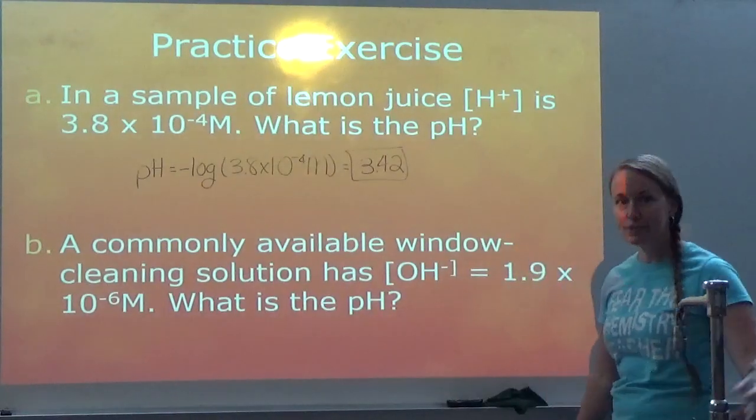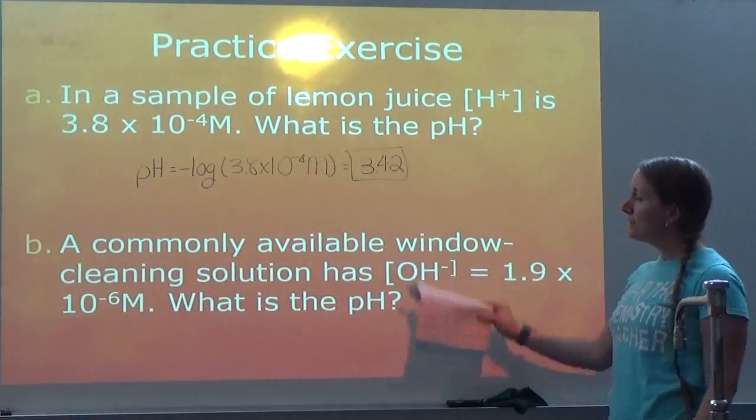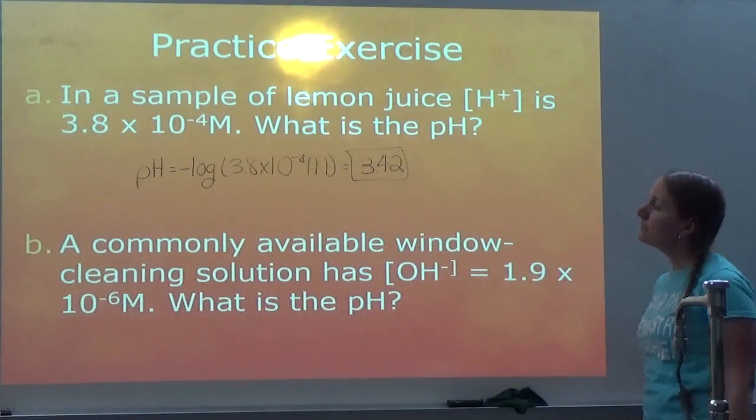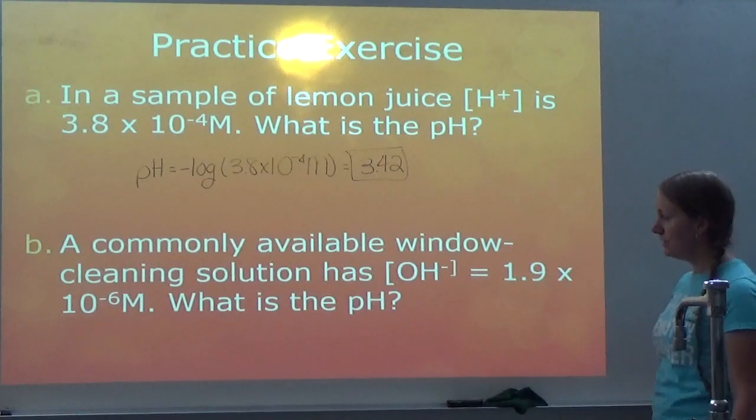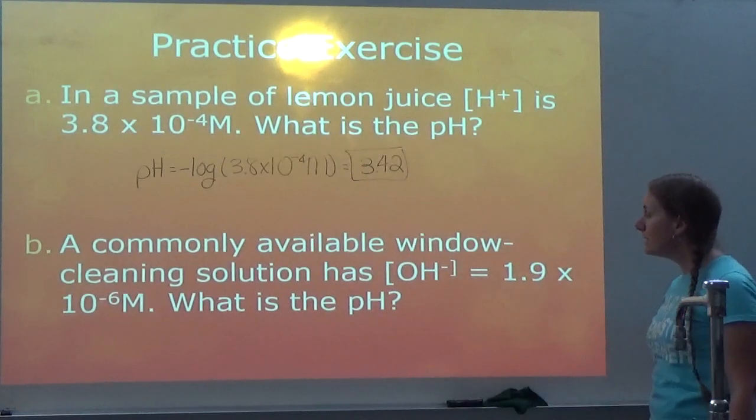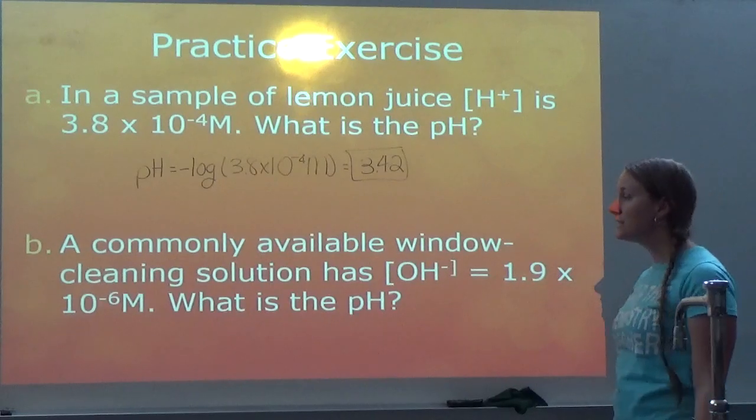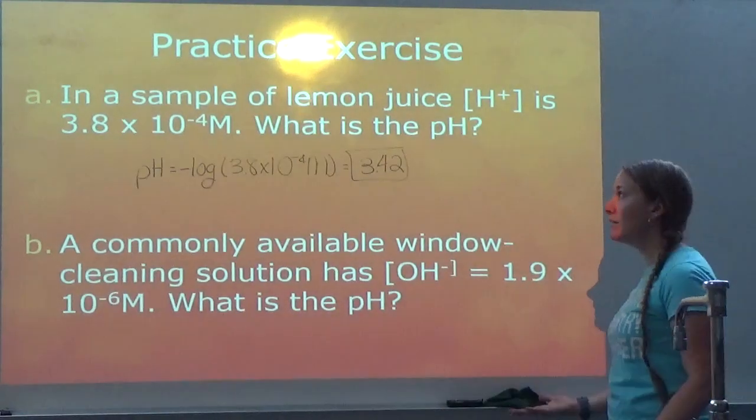No units. So hopefully you got the same thing. All right, down here it says we have a commonly available window cleaning solution, has a concentration of OH minus of 1.9 times 10 to the negative 6. What is the pH? So this is where you have to be careful.